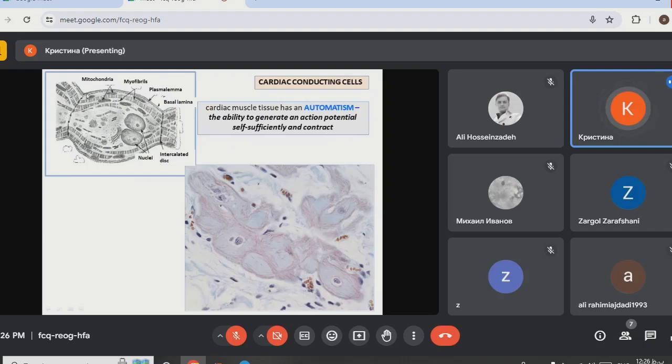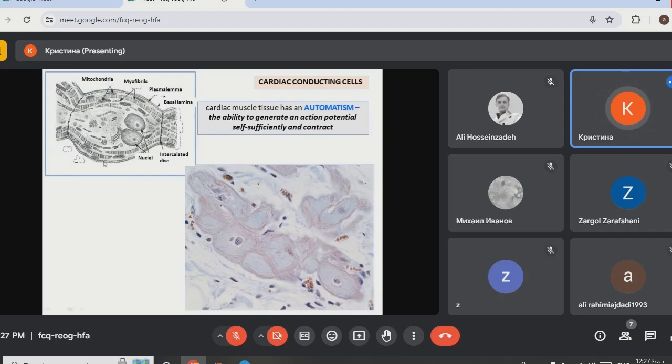It spreads along the cell, and it can pass from one cell to another cell through gap junctions. So the atypical cardiomyocytes provide automatism because they can generate the impulse themselves. In our histological preparation, we can see the conducting cardiomyocytes which form the so-called Purkinje fibers. Here we can see the structure of such a cell. It is round in shape, unlike the typical cardiomyocyte, which is elongated.